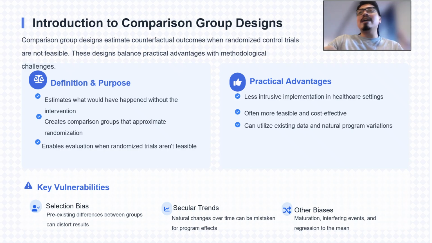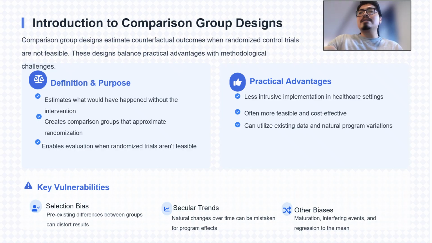But in real life, especially when it comes to social programs, you can't randomly assign people. For example, you can't randomly stop half the poor families from getting food assistance or randomly deny patients medical treatment. This would basically be unethical and impractical. So what do evaluators do? They use comparison group designs.